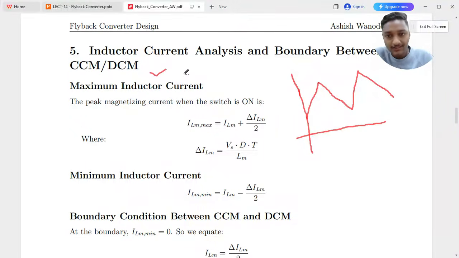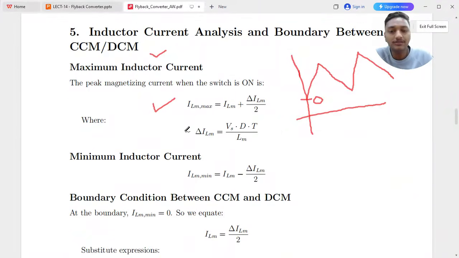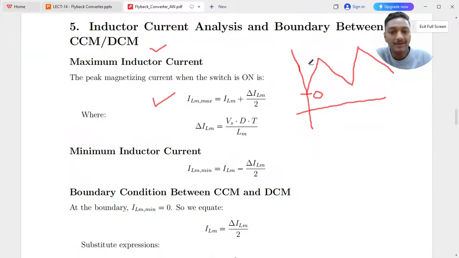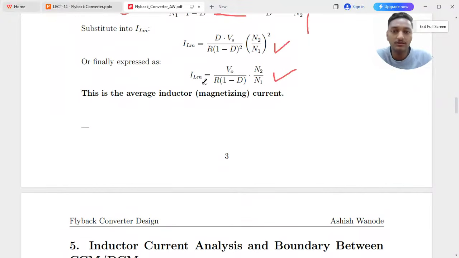Now when we go for the DCM, what is the meaning of the DCM? This IL minimum might go to 0. That is the case when we can call something a DCM. Now there are two things: what is the maximum value and the minimum value? The maximum value can be ILM average value plus delta ILM by 2. This delta ILM we have already derived, and ILM we know is an average value which we have just now derived.